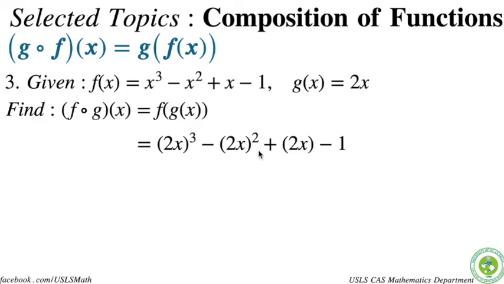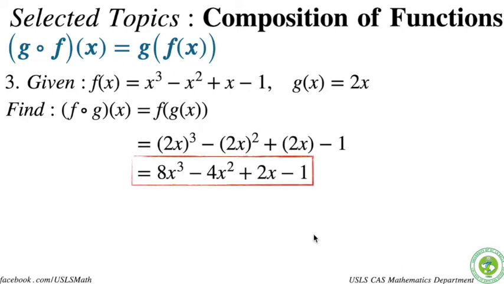Hopefully that is clear to you now. Then we are to continue the simplification. 2x cubed. We cube this 2, that's going to become 8. Cube this x, that becomes x cubed, and so on. Okay, 2x squared. Square this 2, that's 4. Square this x, that's x squared, right? And then 2x copy, and then minus 1 ditto. Okay, and then we should combine like terms if we can. Since we cannot, that will be our final answer. Okay, and that's number 3. Hopefully you got it right. Number 4.